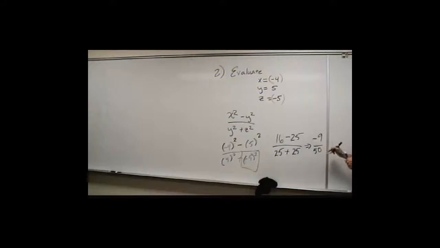And I know that this fraction doesn't reduce because 9 is made up of a product of 3's, and then 50 doesn't have any 3's in it. It has some 2's and some 5's, but really no 3's. So I know that there's not going to be a common factor for me to cancel.